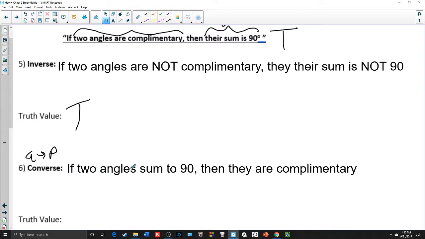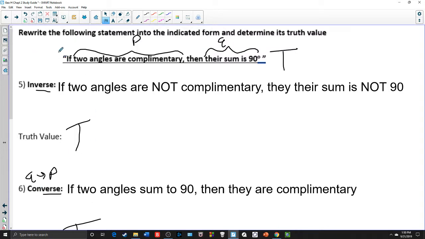So if two angles add to 90, then they are complementary. Well, yeah, again, that's the definition. That's true. That's how we define complementary angles. So this is also a true statement. And as I told you before, inverse and converse always share the same truth value. So if the inverse is true, the converse has to be true. The two verses are always linked together in their truthfulness.